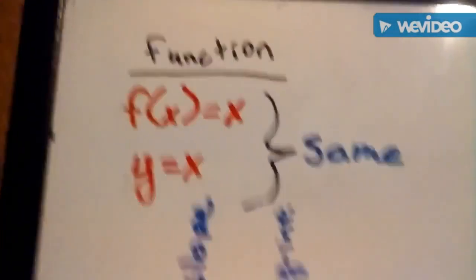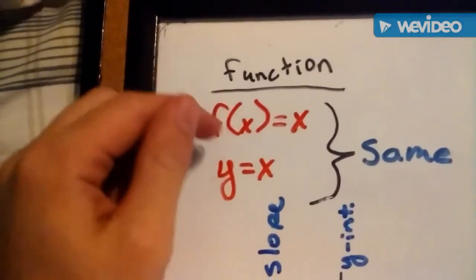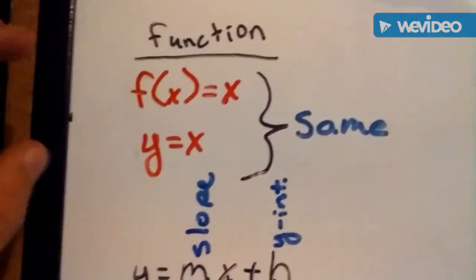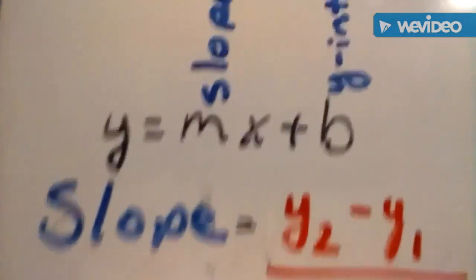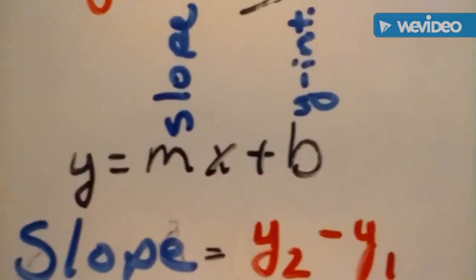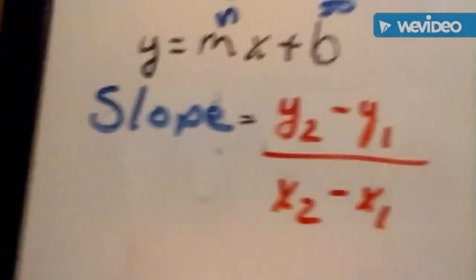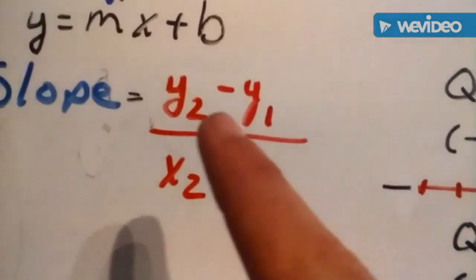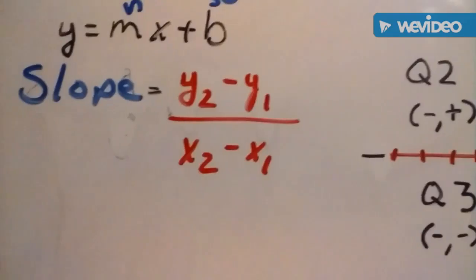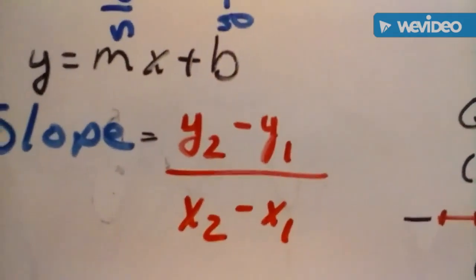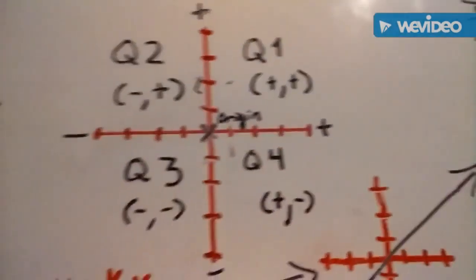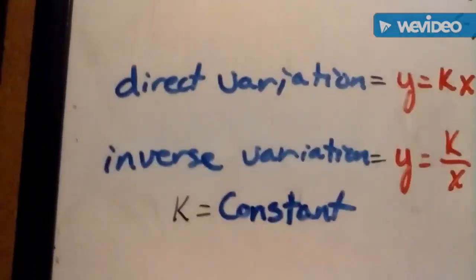These are functions. So f(x) equals x, that's a function. y equals x is the same. They're both the same. They're both functions. A function would look like this, or a type of function anyway. y equals slope times x plus y-intercept. So here's how you get slope. y sub 2 minus y sub 1 over x sub 2 minus x sub 1. And you already know what the y and x sub 2 and y and x sub 1 are. They're just points on a graph that are from a line.